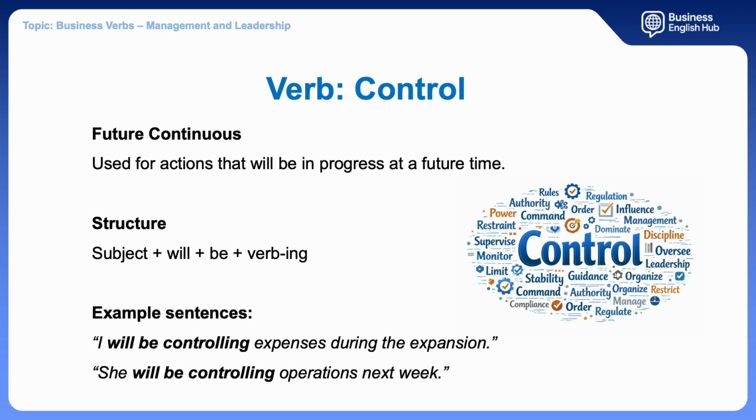Future continuous of the verb control is used for actions that will be in progress at a future time. The structure for the future continuous is subject plus will plus be plus the verb with ing. Example sentences include: I will be controlling expenses during the expansion. She will be controlling operations next week.